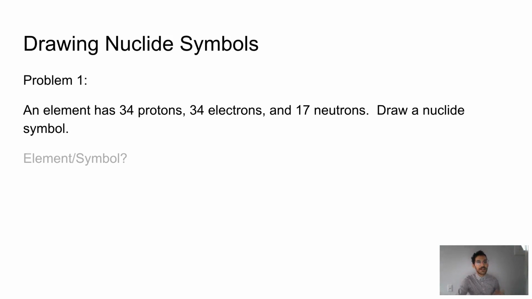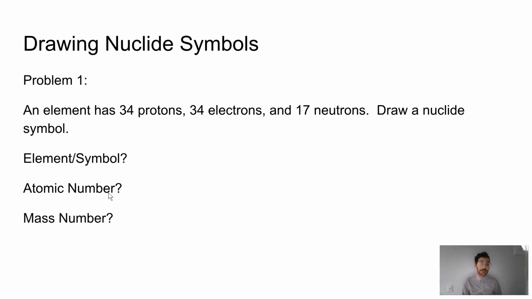The first thing I want to figure out is what is the symbol or element that we're talking about? Well, if we have 34 protons, I know the atomic number is 34, so I can go to 34 on my periodic table and say, oh, I know who that is. 34 is the same as our atomic number. We're also going to want to figure out our mass number. Remember, mass number is protons plus neutrons. So 34 plus 17, I can do that math easy. And charge is going to be protons minus electrons. So we have pretty much everything we need for this.